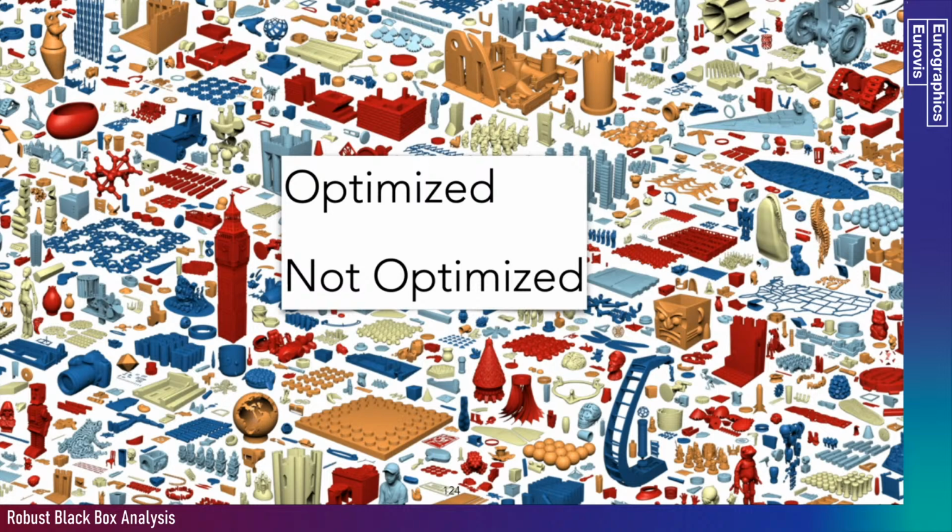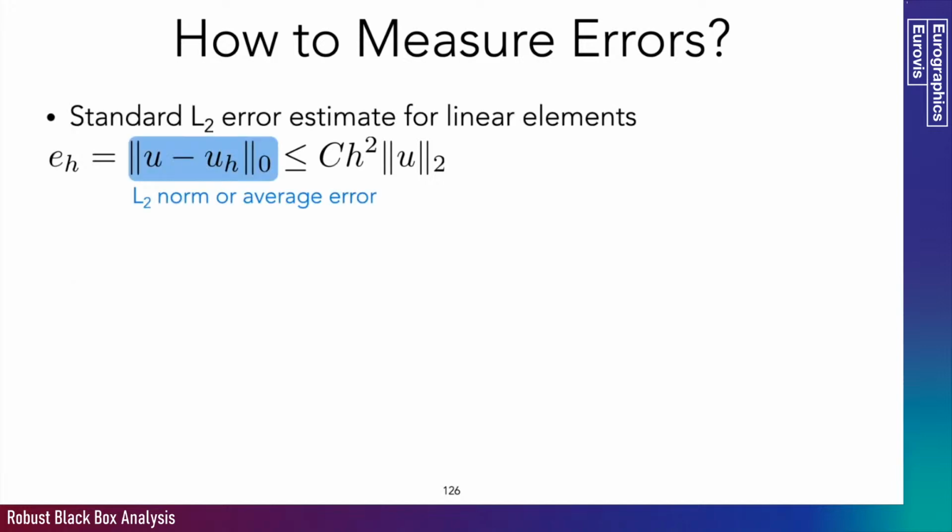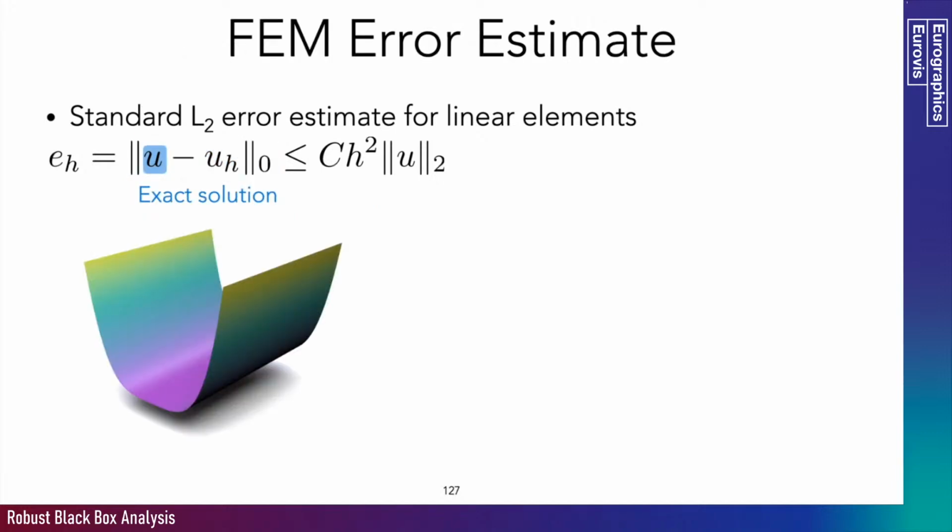Before showing you the result on this large dataset, there is a question of how we actually measure the error. This is the standard L2 estimate for finite elements. This is just showing us the L2 norm of the error, and what it does is compute this norm between the actual real solution and the approximated solution. The exact solution is what we had in the very beginning. This is how it looks.